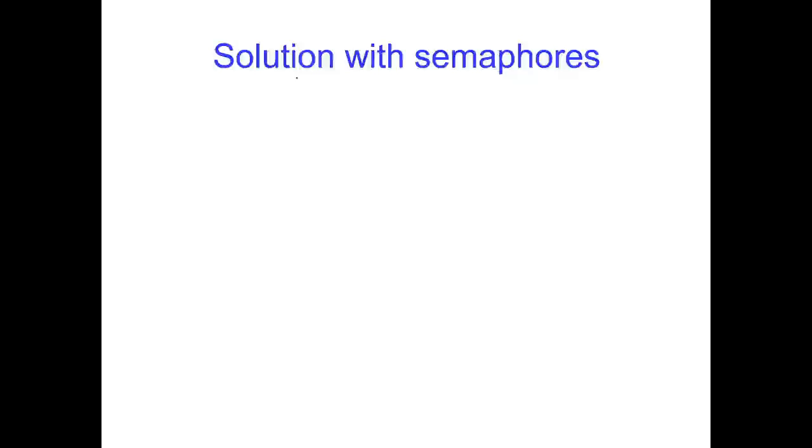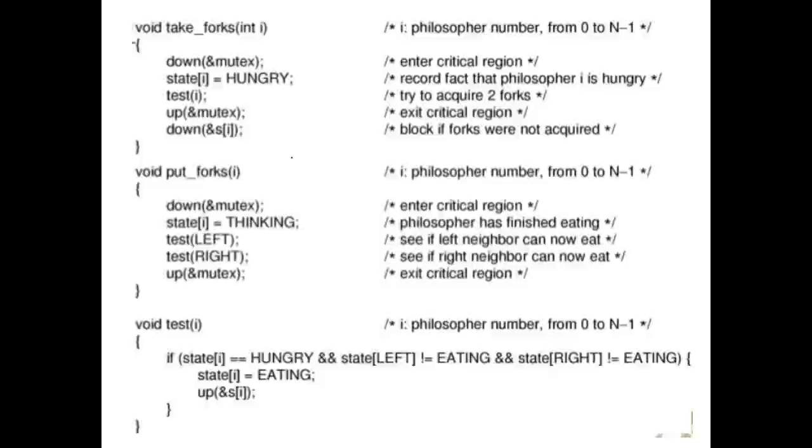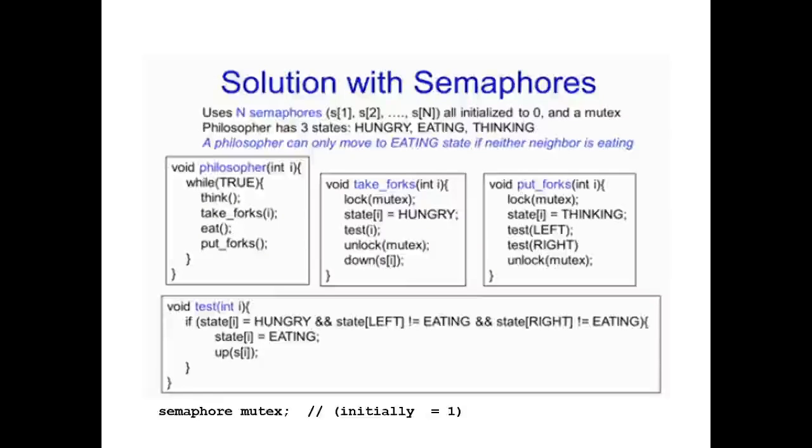Another solution we'll see for this problem is the solution with semaphore. This is the algorithm where processes are defined and the various states are defined: left, right, thinking, hungry and eating. This is the same algorithm, we'll see this.